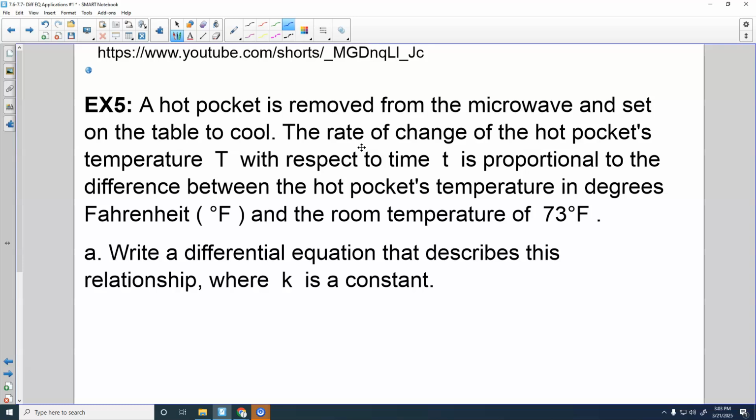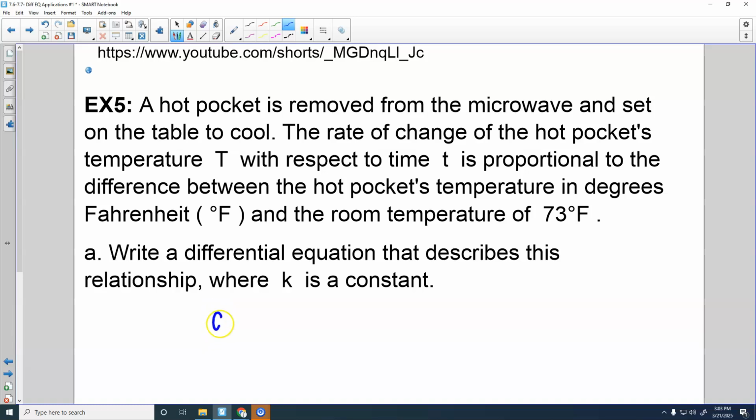Newton's Law of Cooling, we said it's kind of given to you here. They're probably not going to call it Newton's Law of Cooling if you see it in a problem. It's going to say something like the rate of change of the Hot Pocket's temperature with respect to time is proportional to the difference between the Hot Pocket's temperature in degrees and the room temperature of 73 degrees. Write a differential equation that describes this.